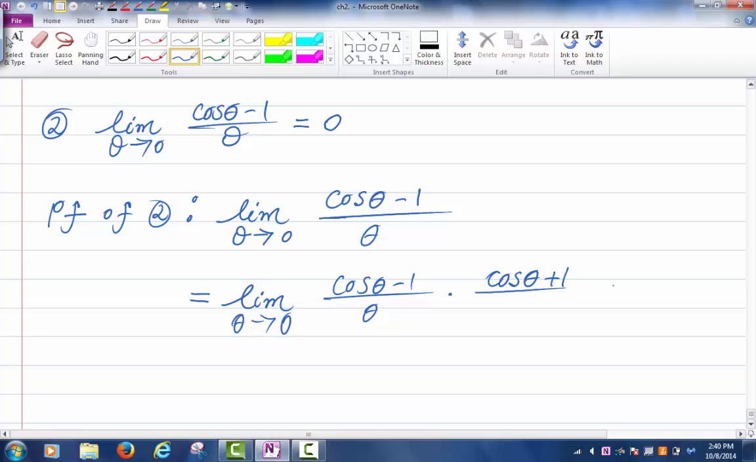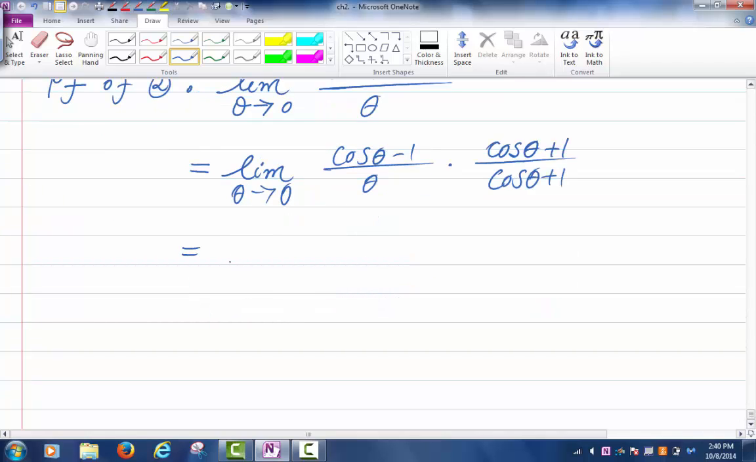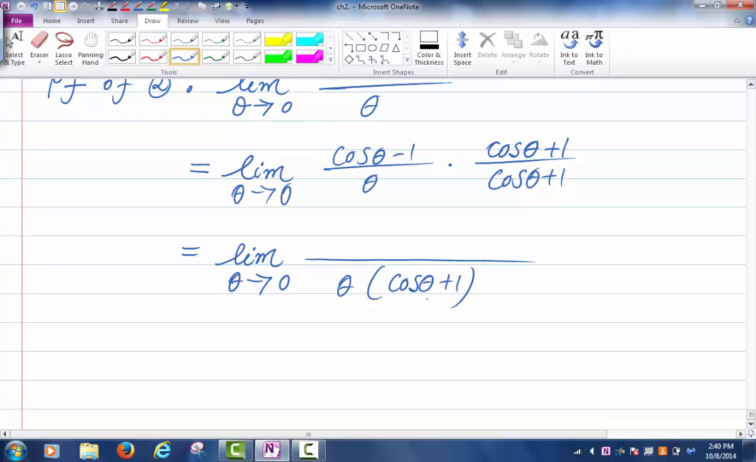Cosine theta plus 1 over cosine theta plus 1. Now let's see what happens if you do that. In the denominator you are going to get theta times cosine theta plus 1. In the numerator, what are you going to get? If you multiply the numerators by using FOIL, you are going to get cosine squared theta minus 1.